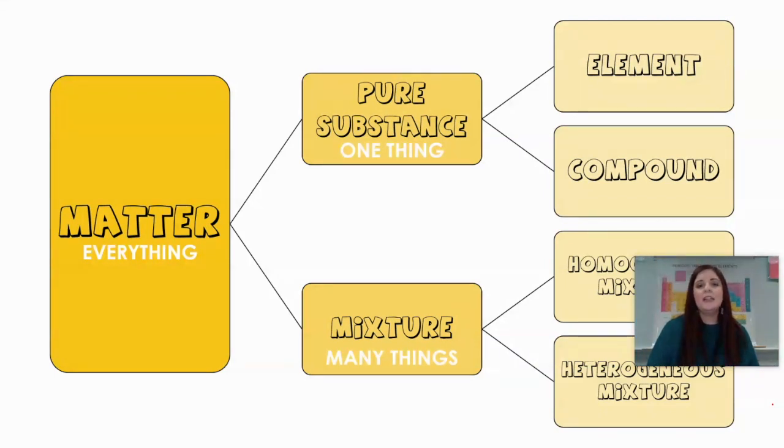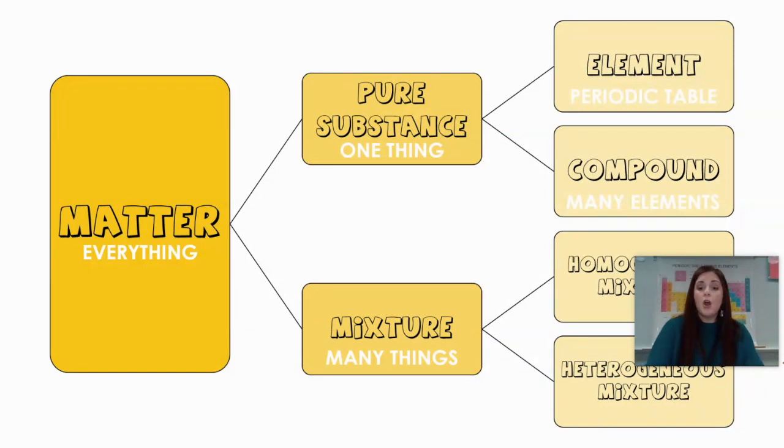And then we can categorize those substances by looking at elements versus compounds. Elements we can determine by looking at a periodic table, and compounds are always a mixture of different elements. They're a combination. I don't want to say mixture. They're a combination of many elements on the periodic table.